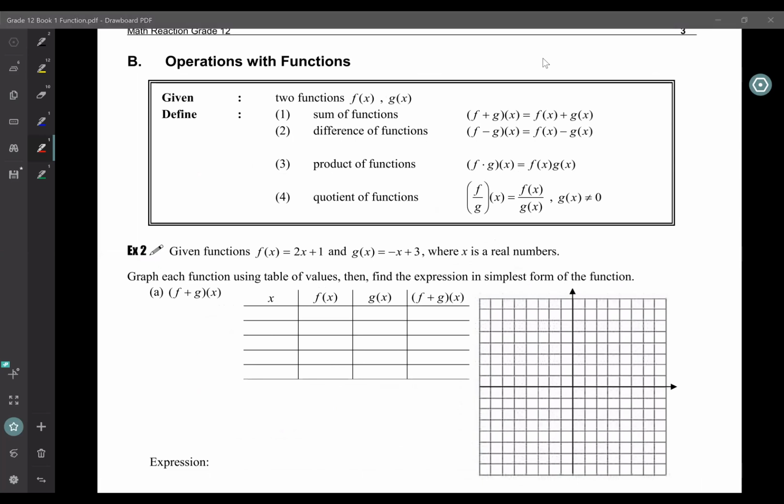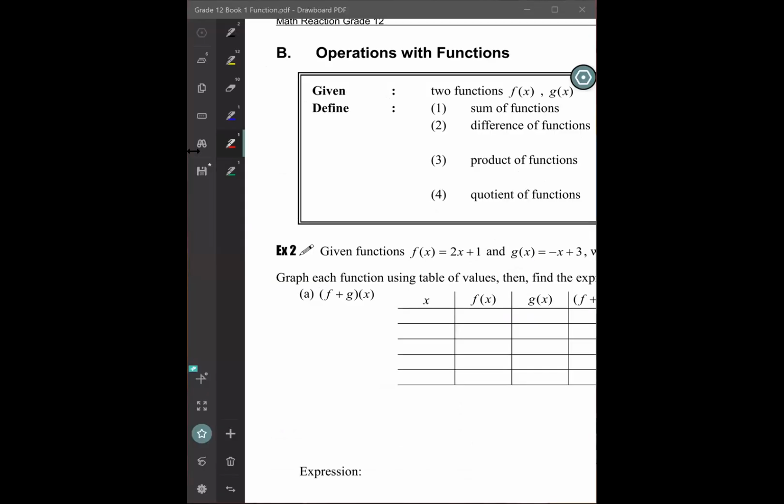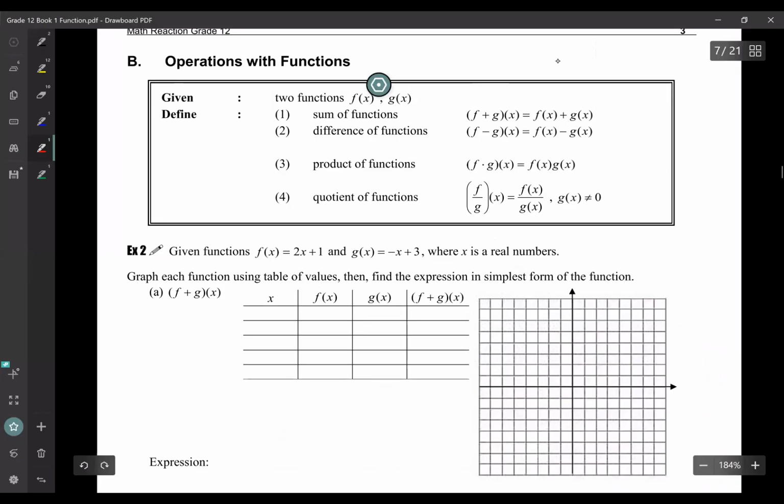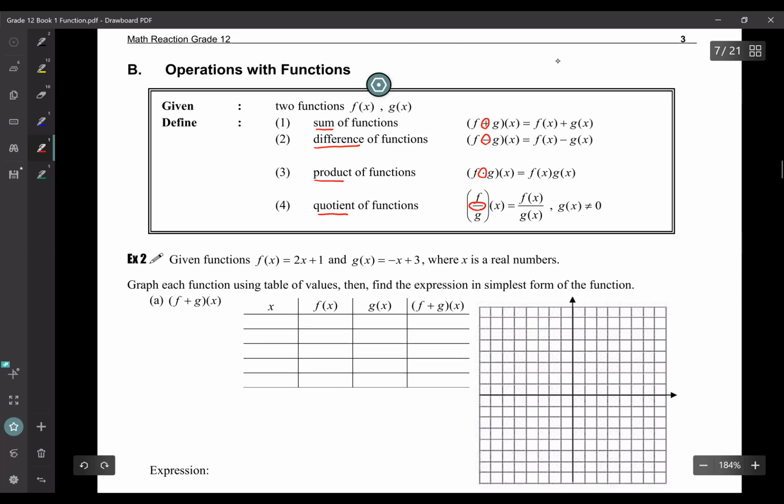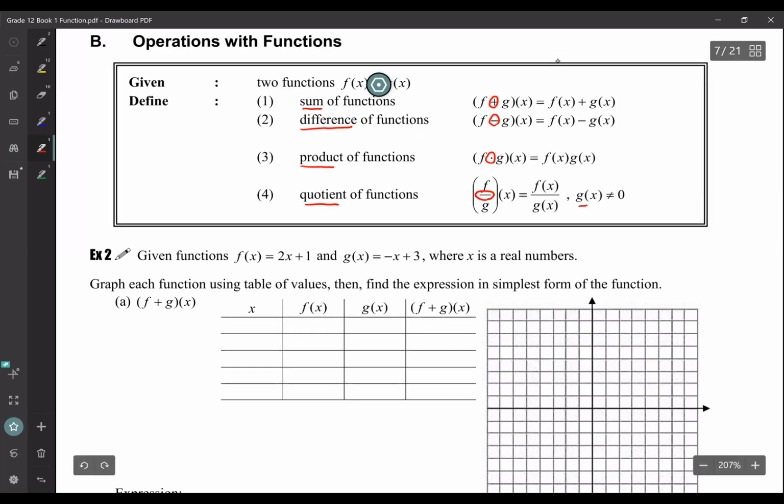Okay, let me pull this up. Okay, so there are 4 different operations. The first one is the adding, right? So we call that the sum, right? Second one is difference, and then product, quotient, that represent different operation. Adding, subtracting, multiply, and divide, right? This line means divide. And for dividing, make sure you remember the denominator cannot equal to 0.